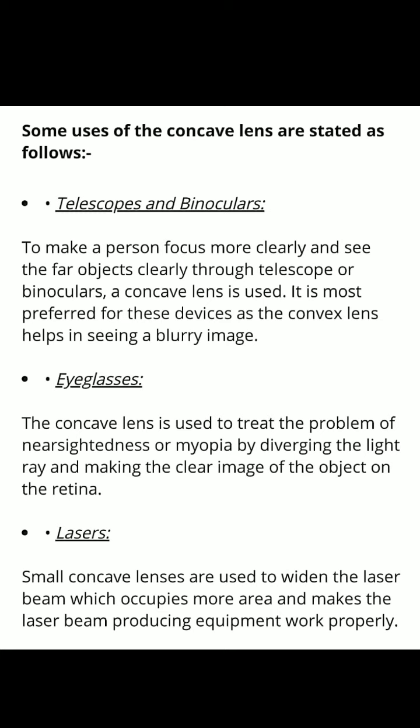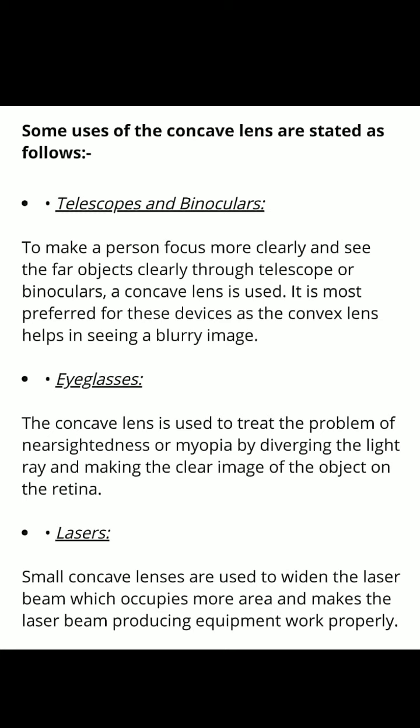The first use of the concave lens is in telescopes and binoculars. What is the function of a telescope? Why do we use the telescope? We use the telescope to see the image of objects at infinity. That means the planets, which are very far away from us. To see a clear image of far objects through the telescope or binoculars, we use the concave lens.